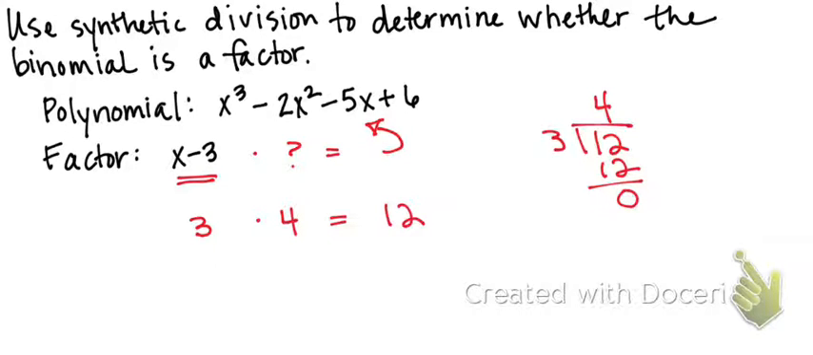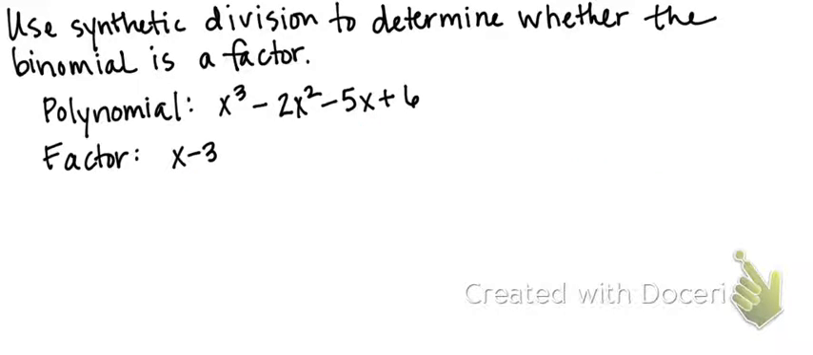So we're going to perform synthetic division and see if, when we divide the polynomial by this factor, x minus 3, there is a remainder or not. If there's no remainder, then that means yes, it is a factor. So to set up our synthetic division problem, let's look at the polynomial and we need to pull out the coefficients. So here it's 1, -2, -5, and then also a +6 as our constant.